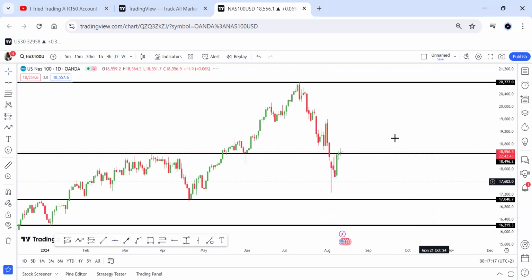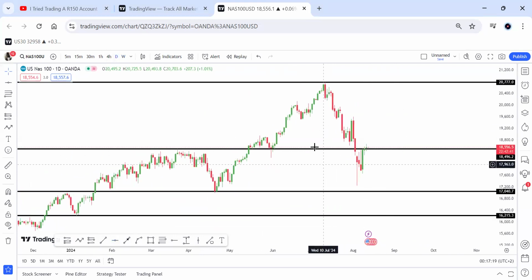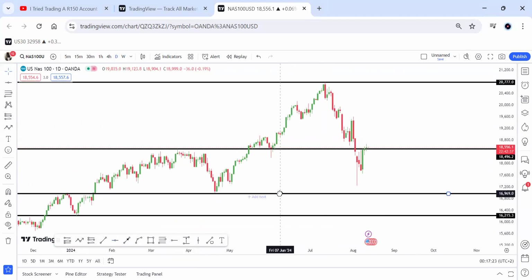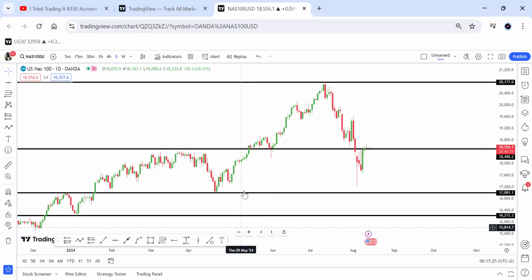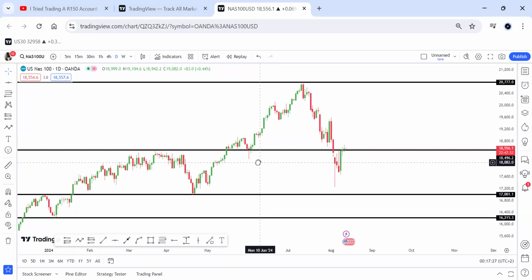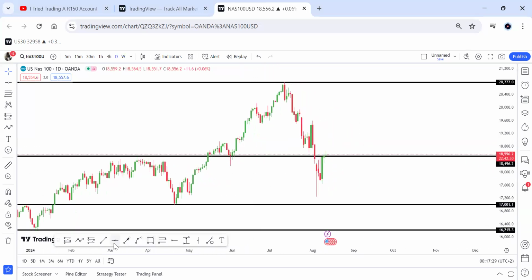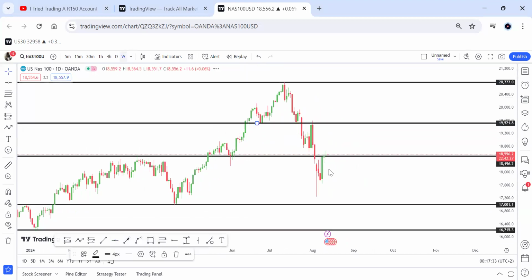Then we go to the daily. On the daily, we just neaten, right? If it's not neat, we just neaten it. So here, neaten that. So basically, it's neat. We don't need to neaten it, but I can see another zone that I can add on the daily time frame. There it is. And then we go back to the weekly.